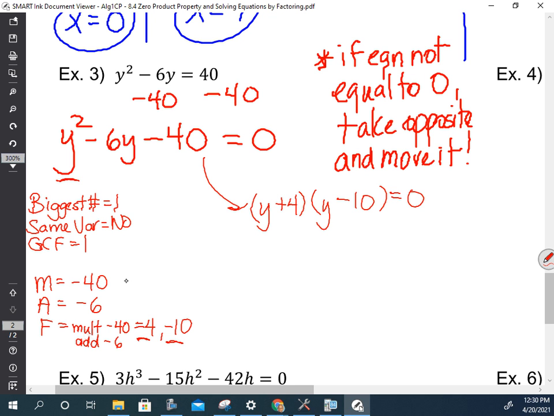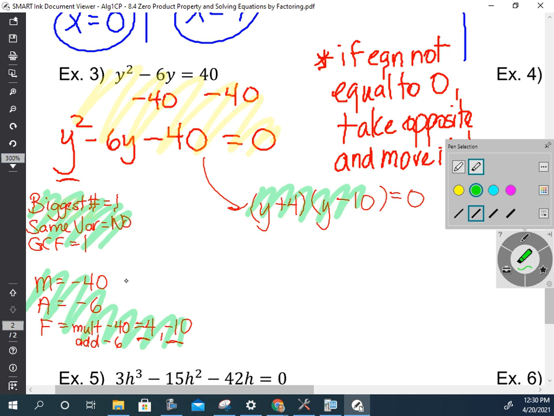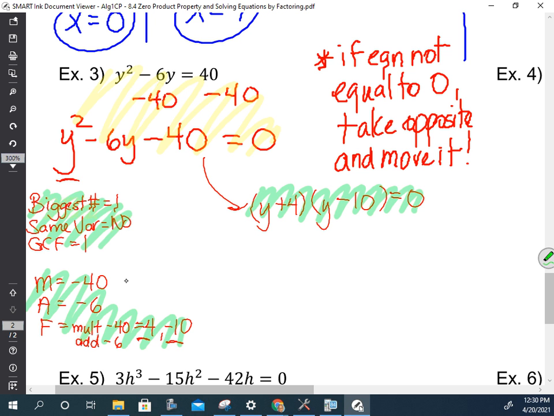So far we've done steps 1 and 2. Step 1 is to get the equation equal to 0. What I highlighted in yellow is getting the equation equal to 0. What I highlighted in green is factoring. Any questions before we do steps 3 and 4, before we finish off this problem?